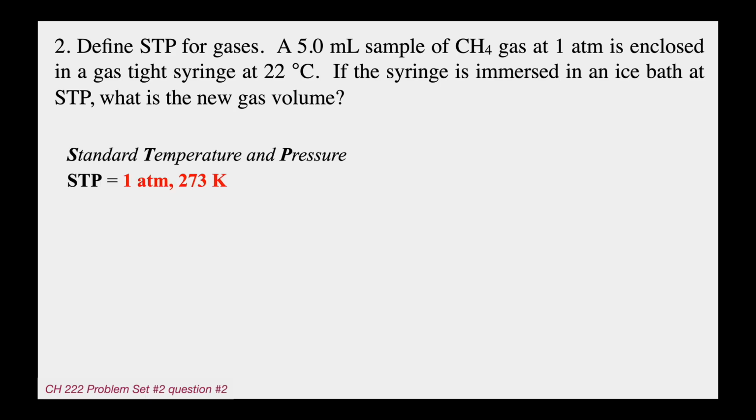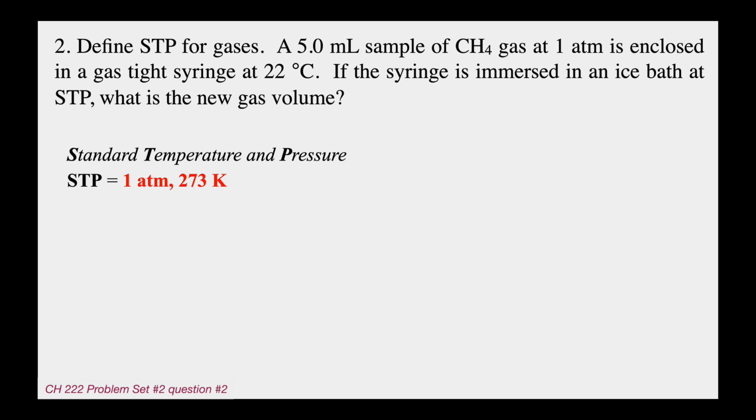STP for gases is 1 atmosphere of pressure and 273 Kelvin. Okay, so STP for gases, 1 atmosphere, 273 Kelvin. In thermodynamics, 1 atmosphere is the standard pressure, but standard temperature is 298 Kelvin. And I don't know the history of why the gas standard temperature is different from the thermodynamic standard temperature. Go figure. But anyway, just realize for gases it's 273 Kelvin.